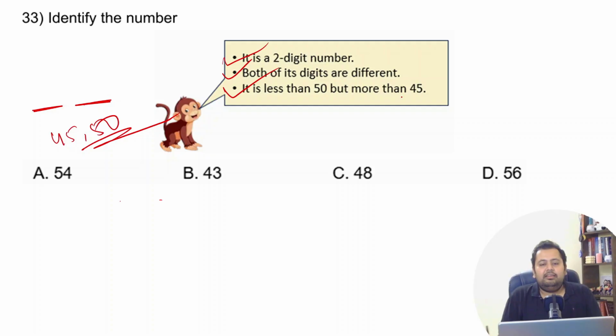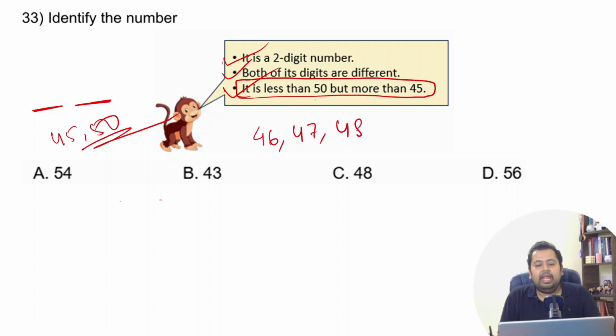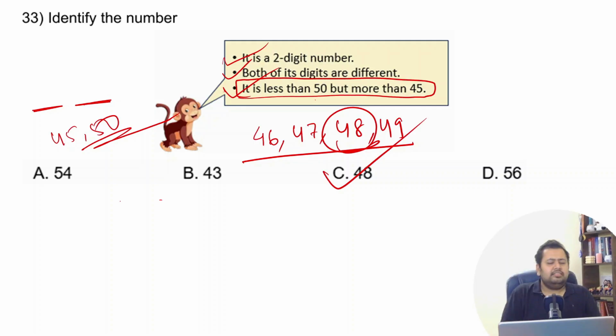Great. So if you see the options, this criteria is the most important criteria. The number is between 45 and 50, right? So between 45 and 50, how many numbers are there? That is 46, 47, 48, and 49. And 48 is given in option number C, and that is the correct answer.